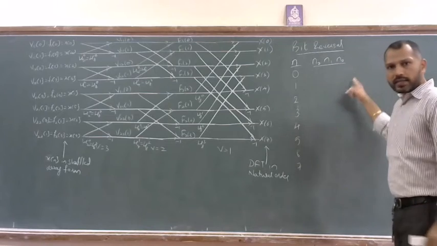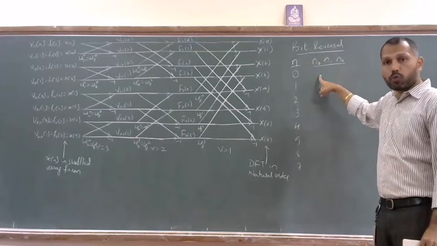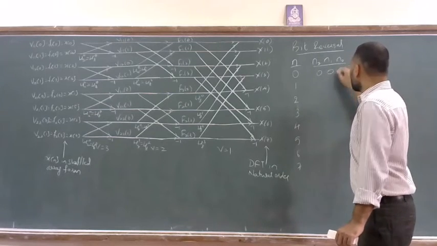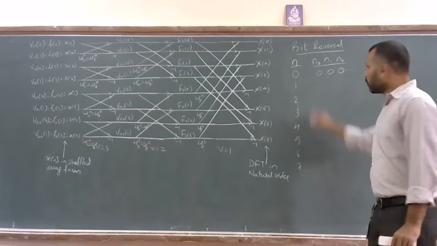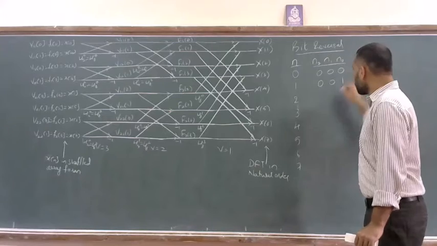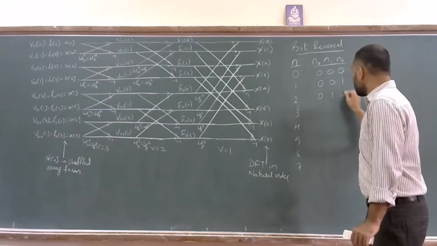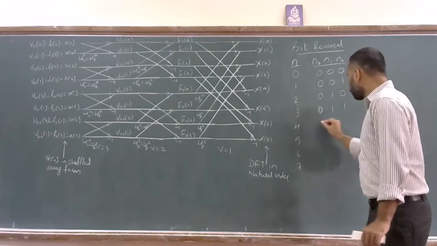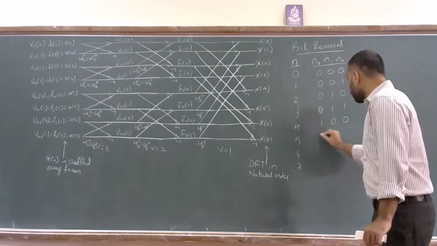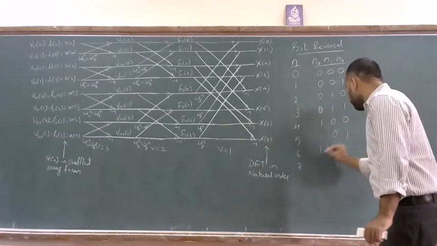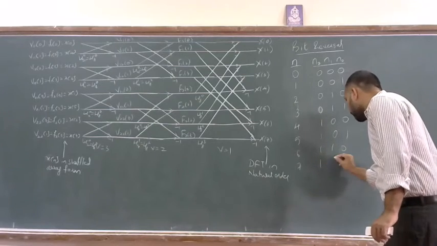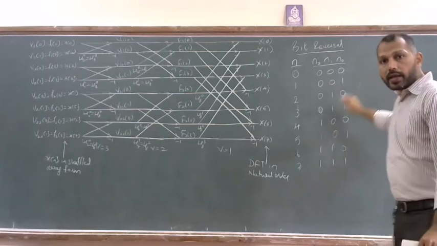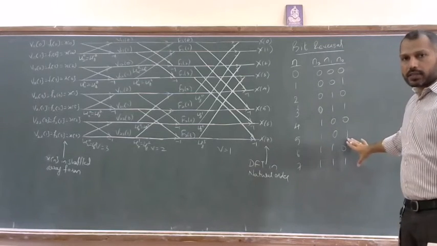n0 is the least significant bit and n2 is the most significant bit. Then 0 in binary will be 0, 0, 0. 1 will be represented by 0, 0, 1. 2 will be 0, 1, 0. 3 will be 0, 1, 1. 4 will be 1, 0, 0. 5 will be 1, 0, 1. 6 will be 1, 1, 0. And 7 will be 1, 1, 1. So this is the natural order of the input sequence and this is its binary representation.